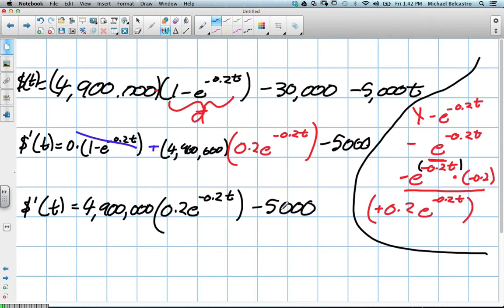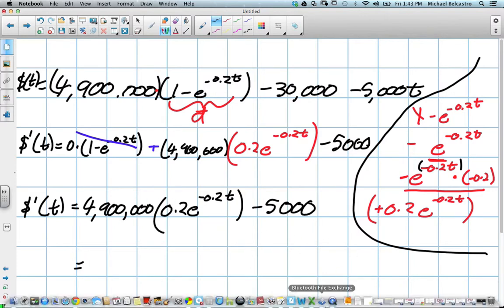Now this is where, since they said we want to maximize, we have to set this equal to 0. We could move the 0.2 out to the 4.9 million. We could definitely do that. That would go right in. So let's do that and make it even simpler.